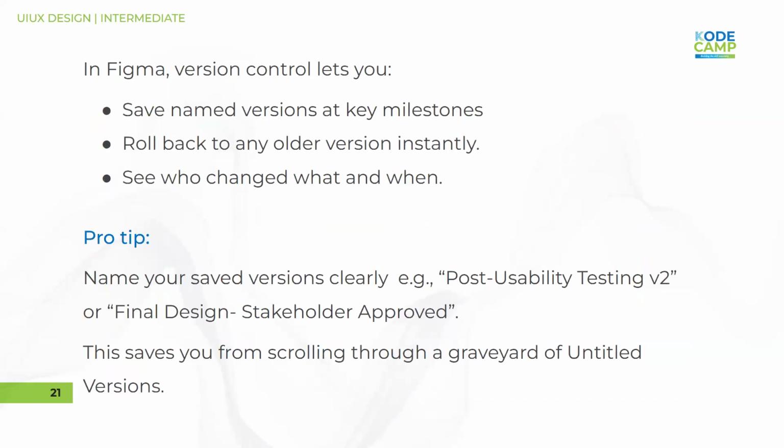In Figma, version control lets you save named versions at key milestones, roll back to any older versions instantly, and see what changes were made, who changed what, and when. So name your versions. Example, post usability testing version 2 or final design stakeholders approved. This saves you from scrolling through a graveyard of untitled versions.